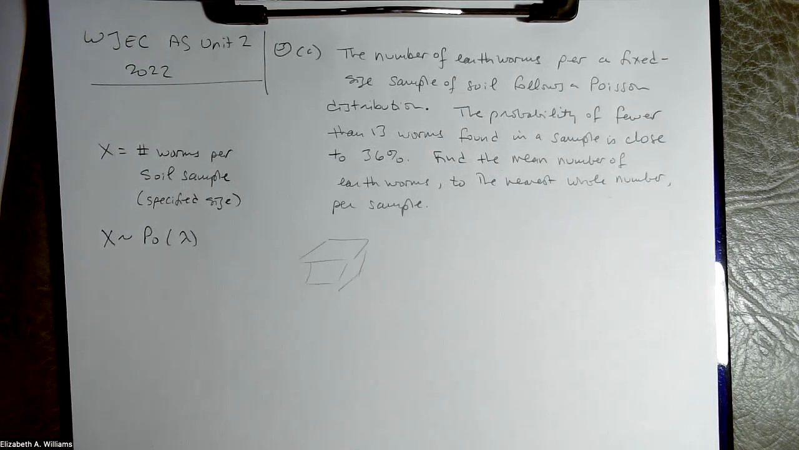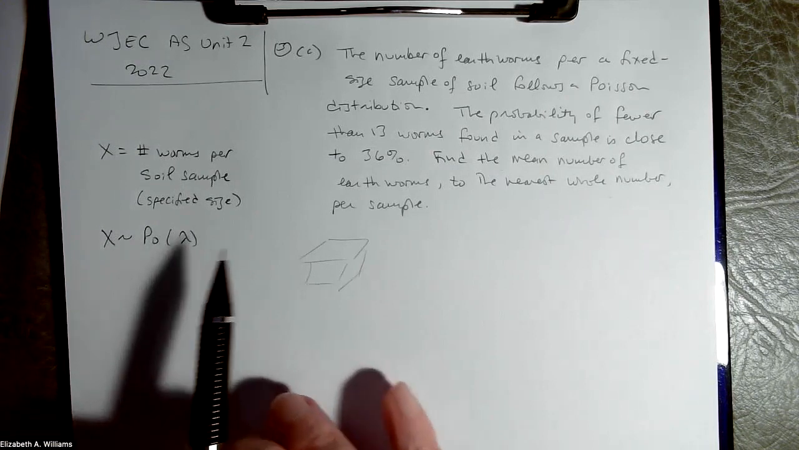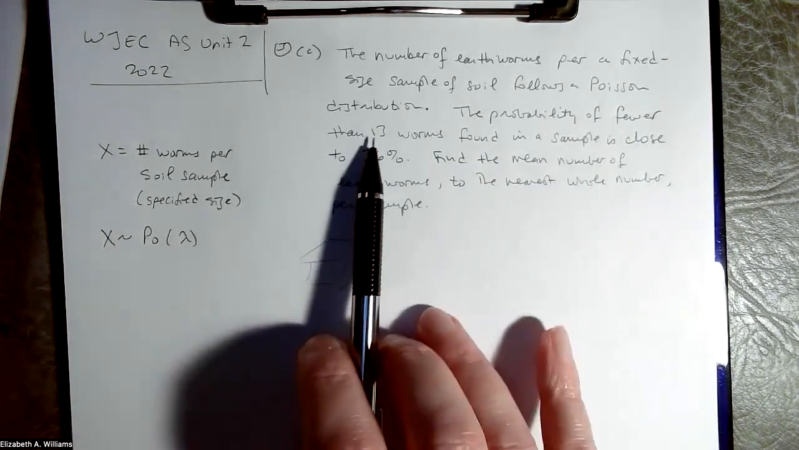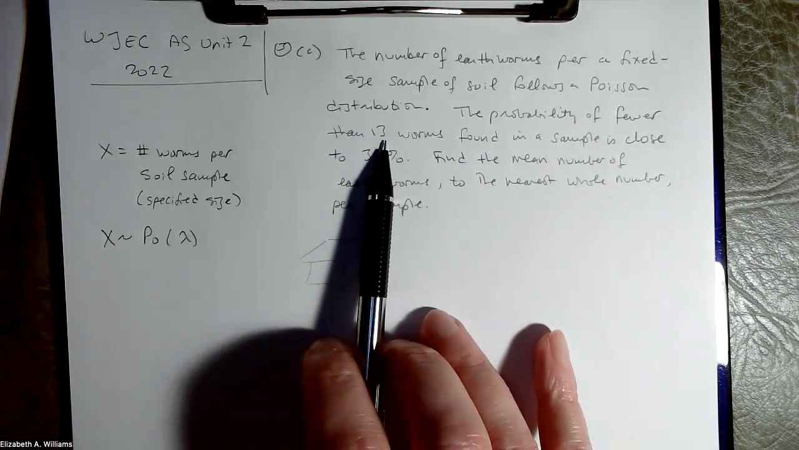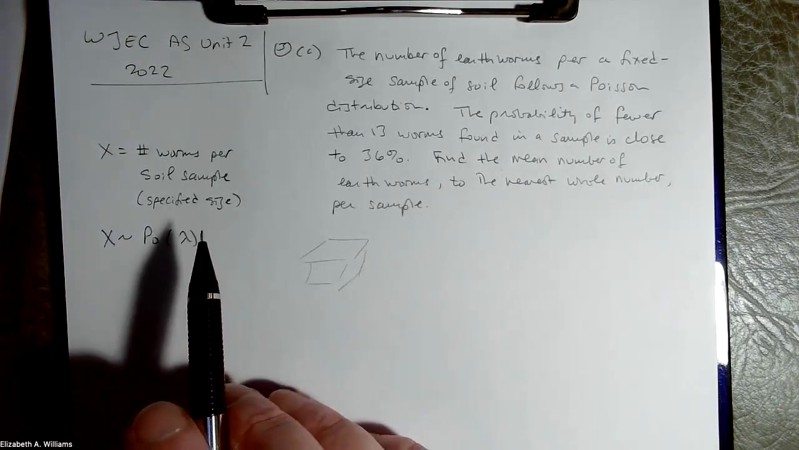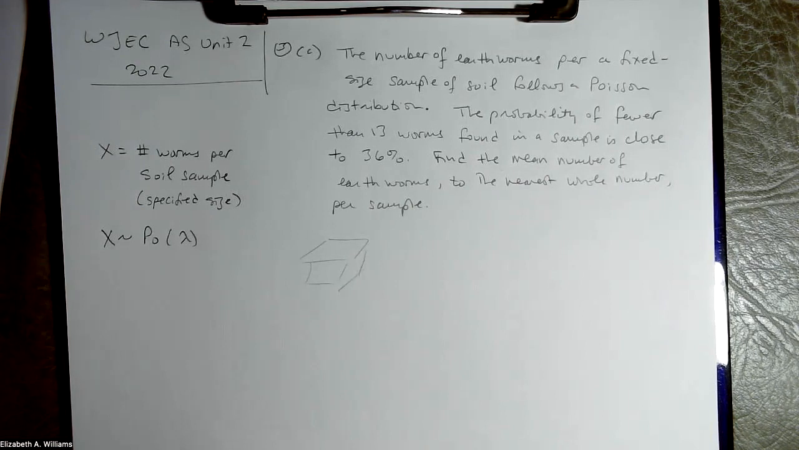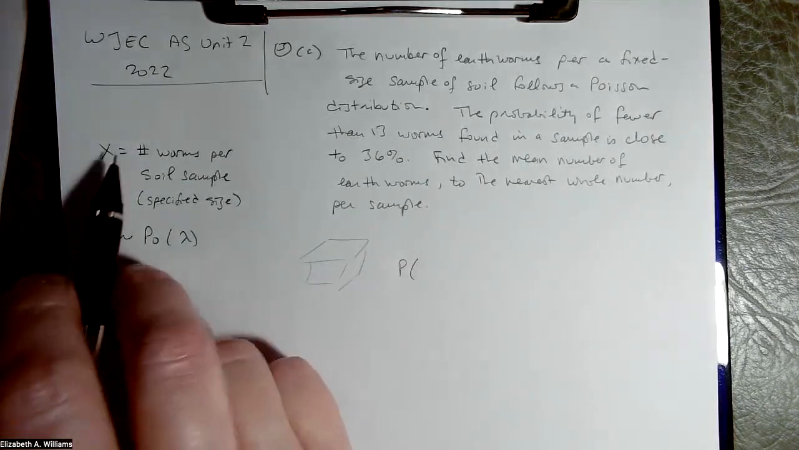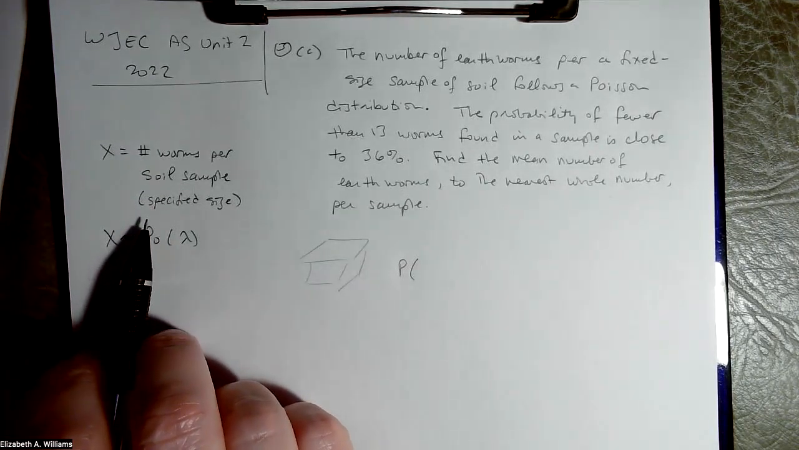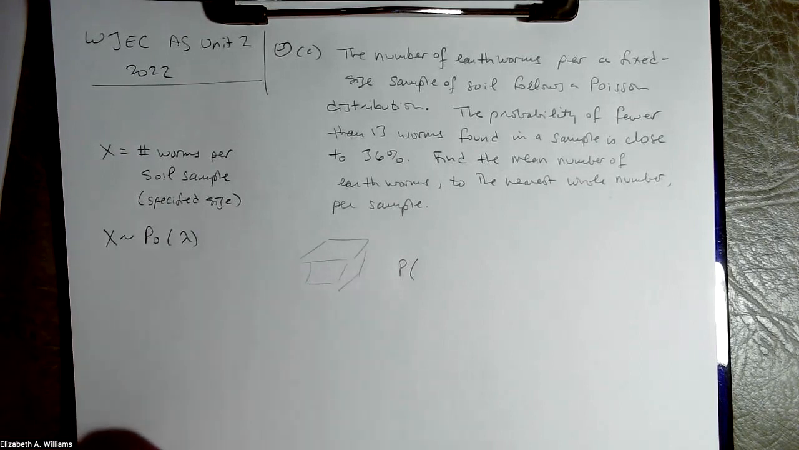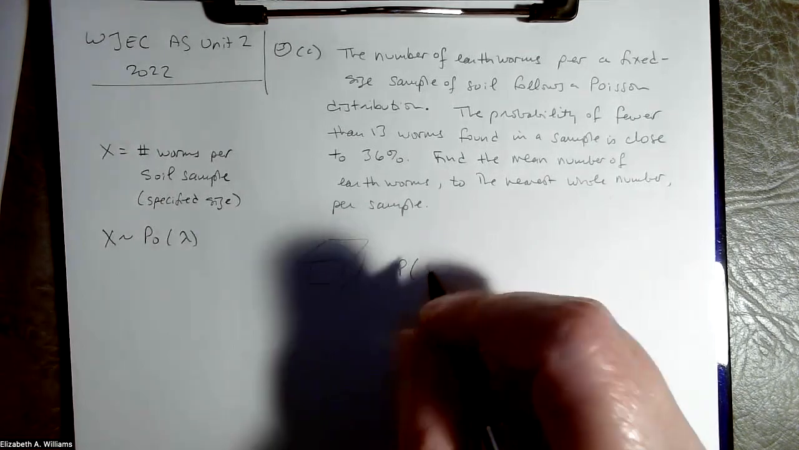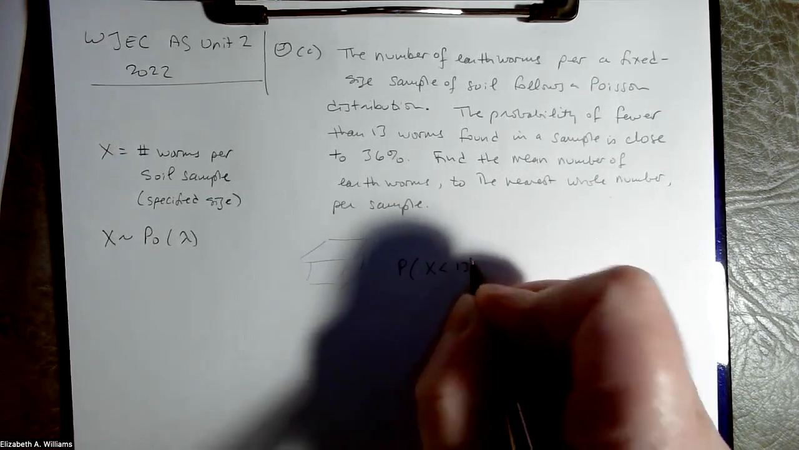And the thing is that for different values of lambda, the probability of getting fewer than 13 occurrences in a particular sample is going to be different depending on what the average rate of occurrences is. So this question, the notation goes like this. They're asking for the probability. X counts the number of worms in a soil sample, and so we're saying the probability that you get fewer than 13 worms.